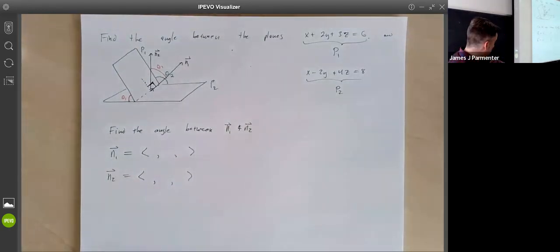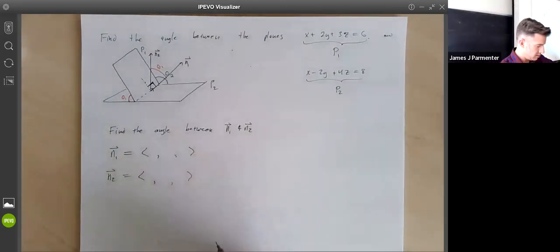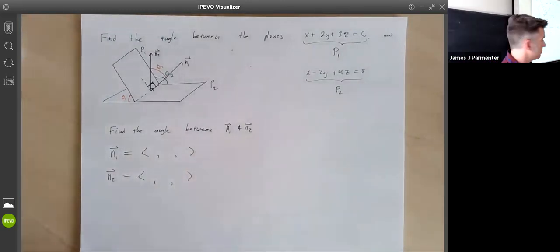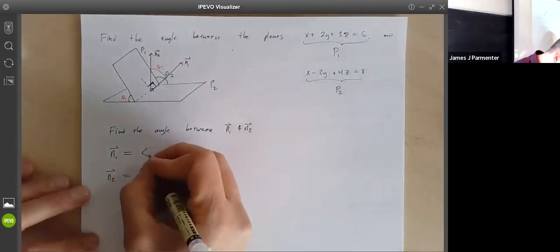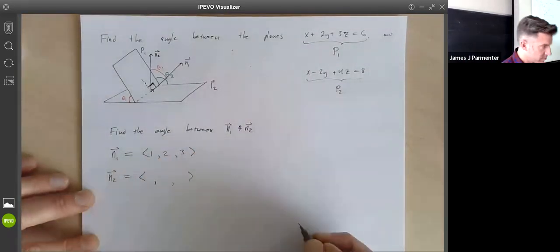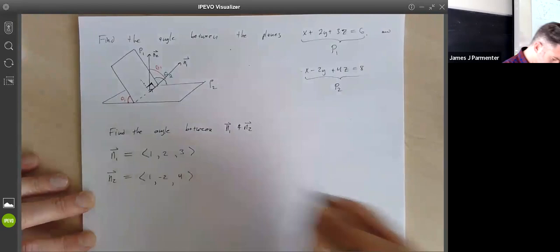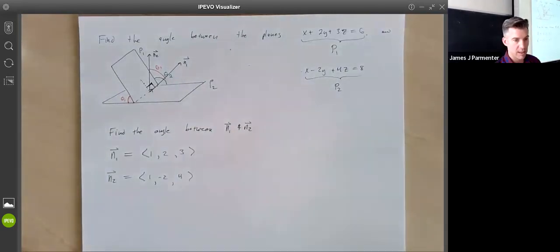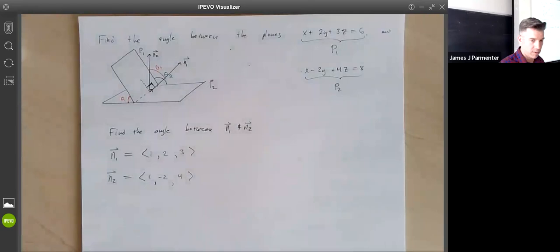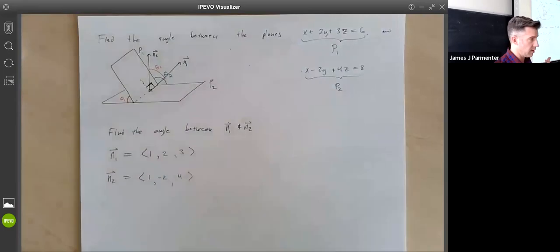Yes, that is correct in the chat. So n1 is the vector 1, 2, 3. N2 is the vector 1, -2, 4. Cool. Right, we talked about this before. The vectors perpendicular to planes, you just get the components from the coefficients of x, y, and z.